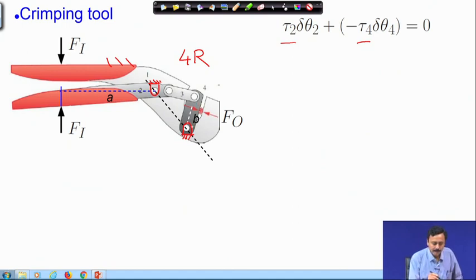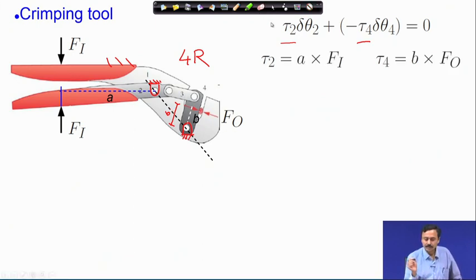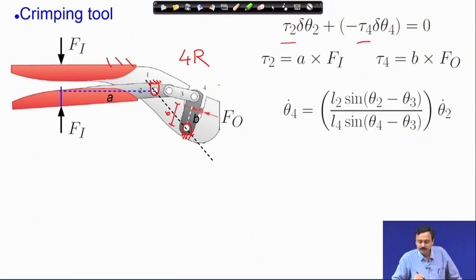So, torque at the input is nothing but A times Fi, and the torque at the output is nothing but this distance B times Fo. So, this is what I have written out. Torque at the input is A times Fi and torque at the output is B times Fo.